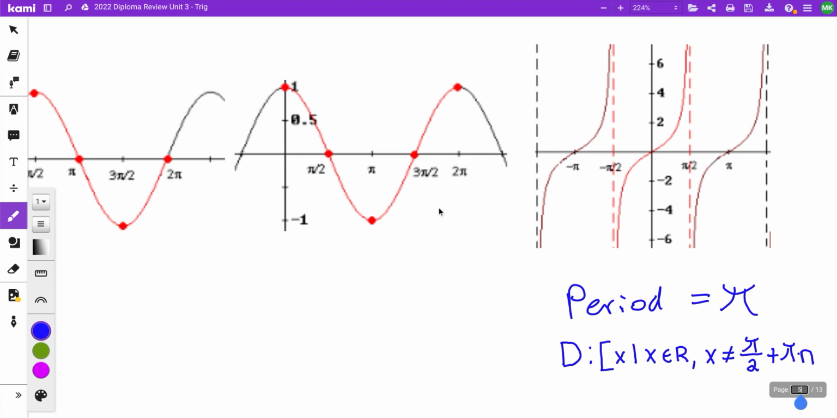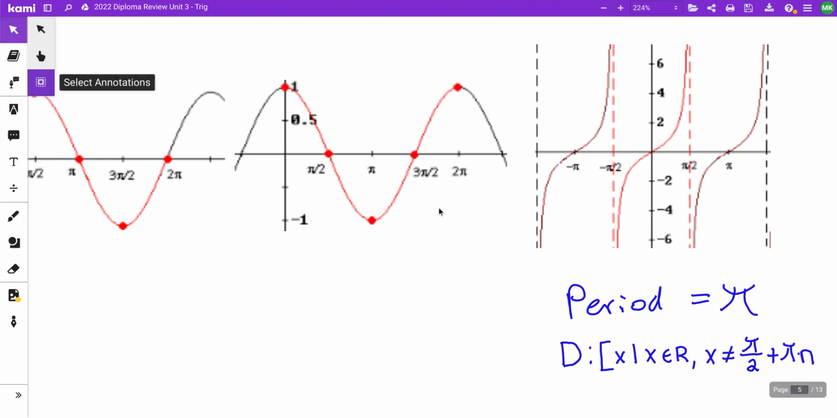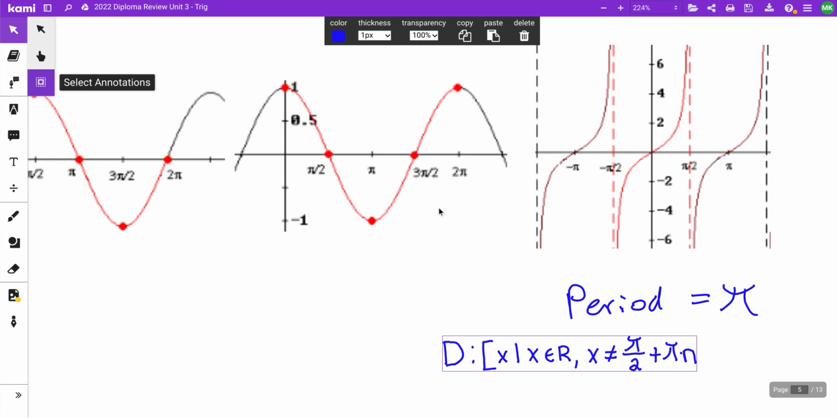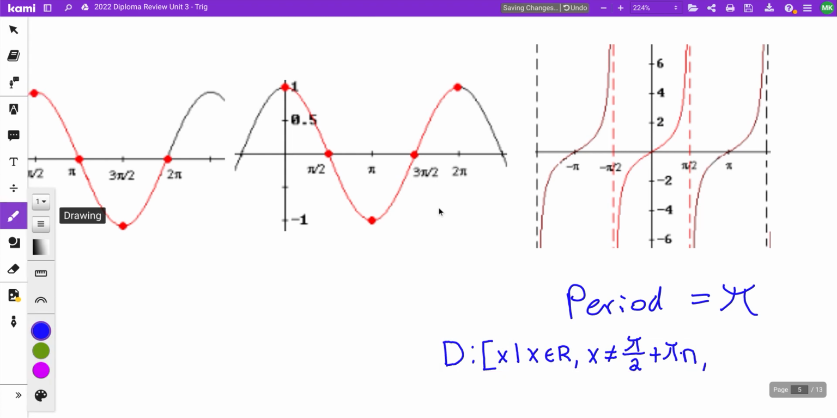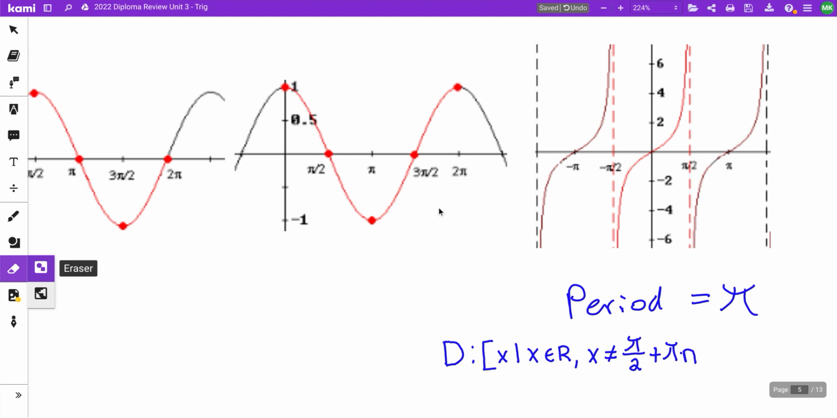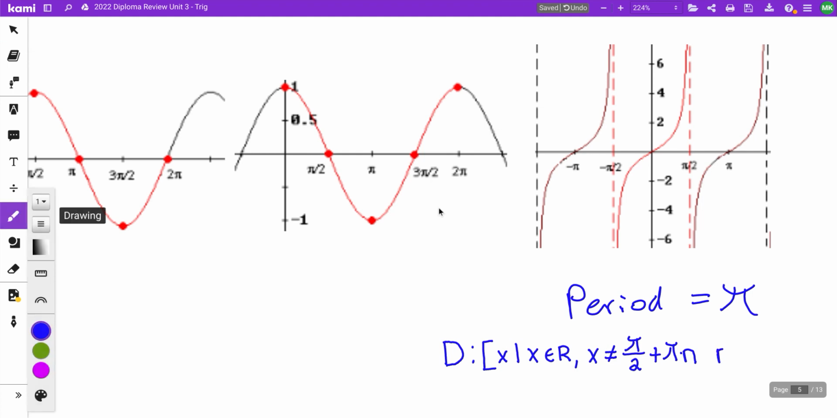Are we okay with the mother function domain? I'd like to move it over a little bit so I can finish it. Where n is an element of the integers. Remember that n has to be like a whole number. Yeah? Can't be a decimal. Before we get to the harder one, are we good with this domain?